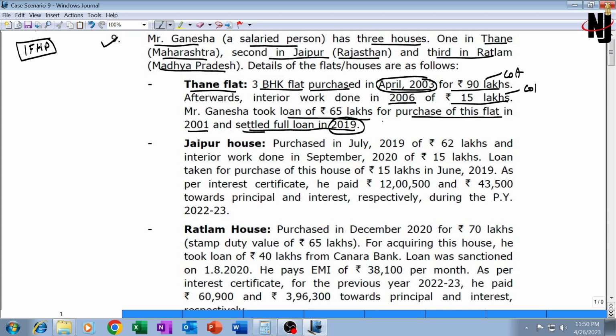That means in the current year, financial year 22-23, there will neither be any current year interest nor will there be any 1/5 of pre-construction period interest. We will check whether this property is self-occupied or let out property.